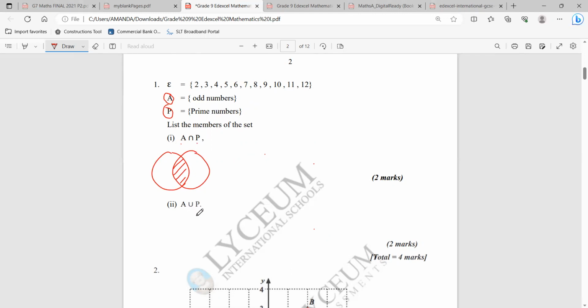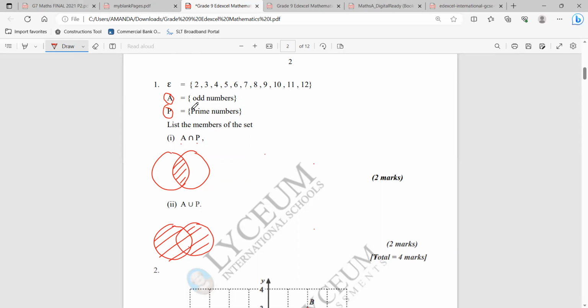So both elements in both A and B. You can show that in this way. Right? So this is a graphical representation. Right. So this is union. So this is everything. And here intersection. So the first thing we need to do is, let's attempt question one.